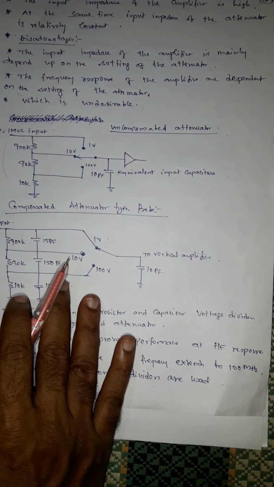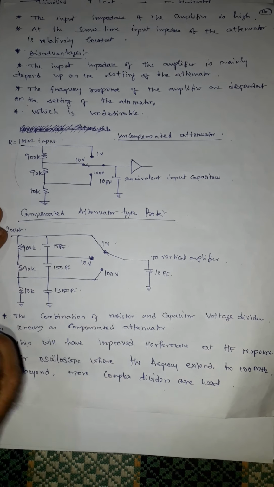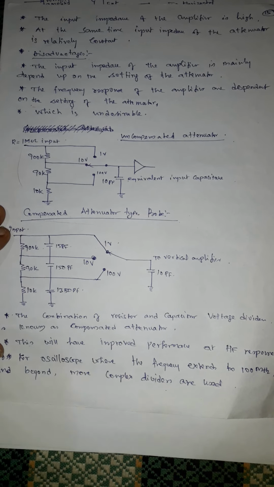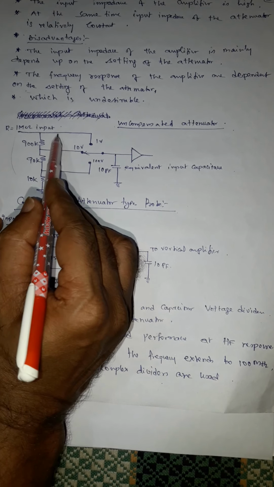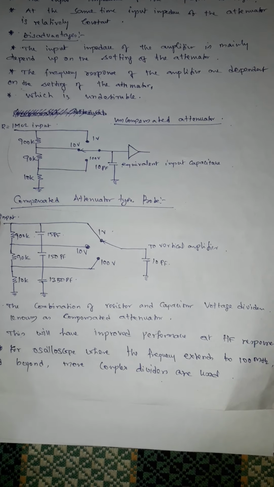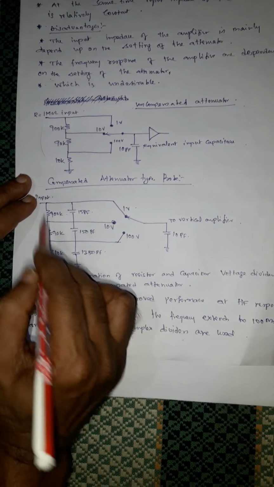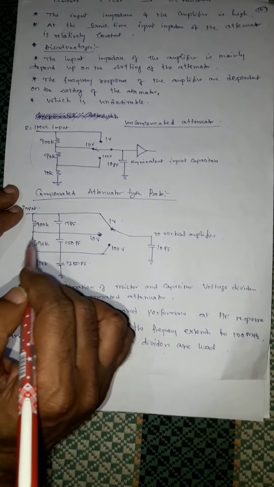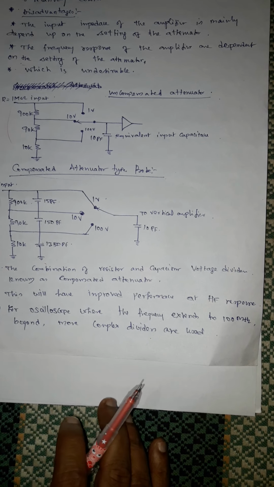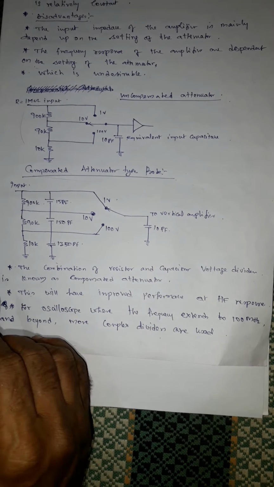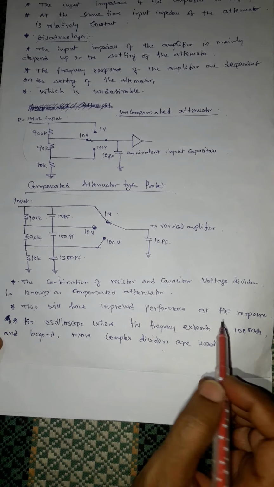To overcome this, we go for the compensated attenuator type probe. What is the difference between compensated and uncompensated attenuator? Here, the uncompensated attenuator has no capacitor, but in the compensated attenuator a capacitor is included. This will increase the input capacitance. The combination of resistors and the capacitor voltage divider is known as the compensated attenuator. This will have improved performance at high frequency.